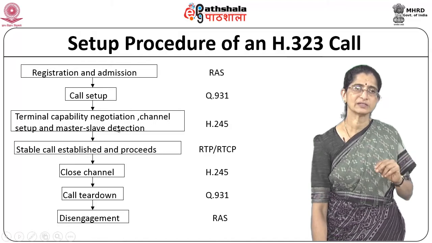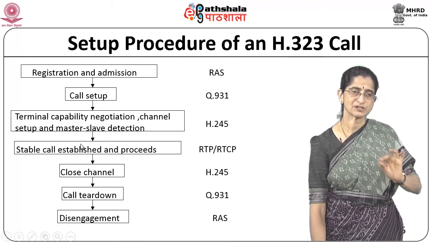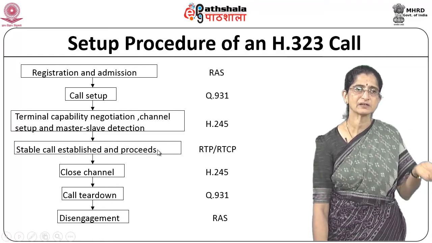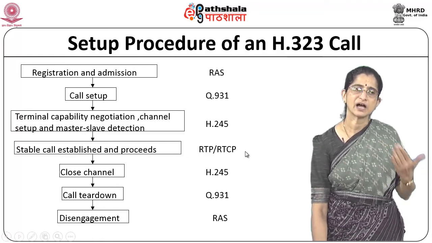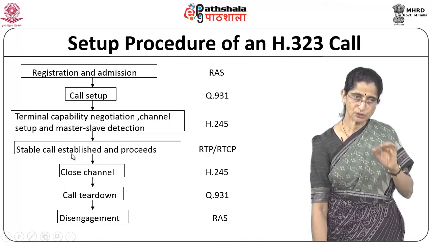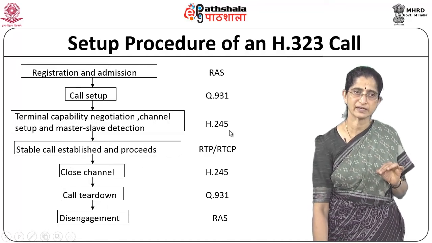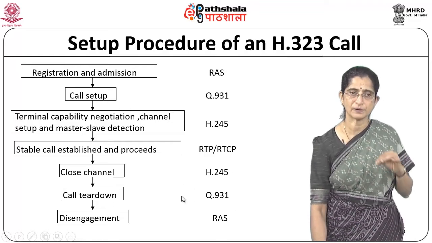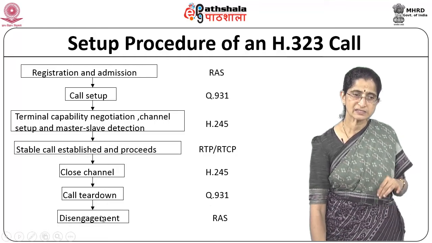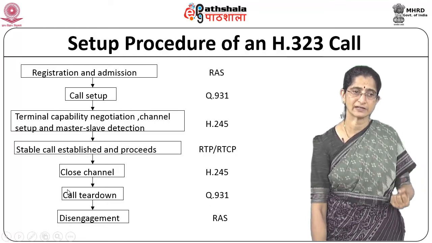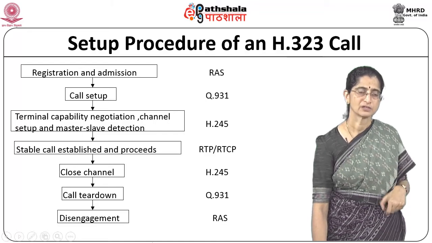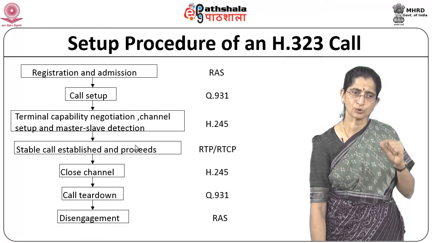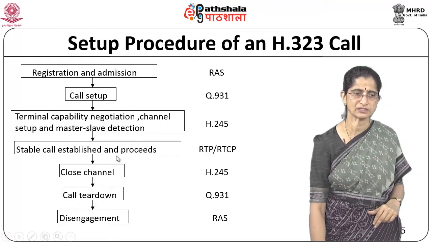Once all these are done, a stable connection is established, so the call can now proceed. While that is happening, data will be transferred using RTP and RTCP. Then once you are done with your call, you want to close the channel. Closing the channel is again done with the help of H.245. Then for call teardown, your Q.931 will come into play to tear down the entire connection. And then a disengagement message with the gatekeeper is done with the help of the RAS protocol. So you can see that all these protocols have certain distinct purposes or roles that they have to play. That's how all these things work together.